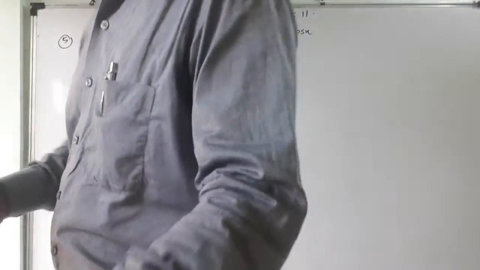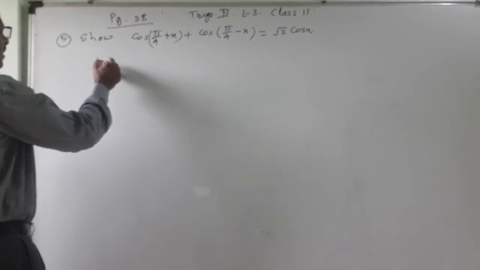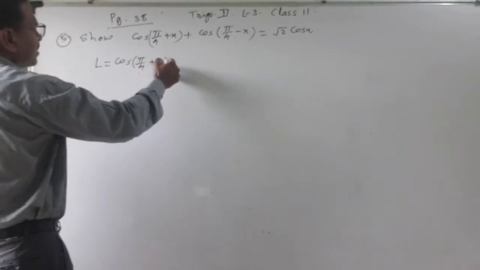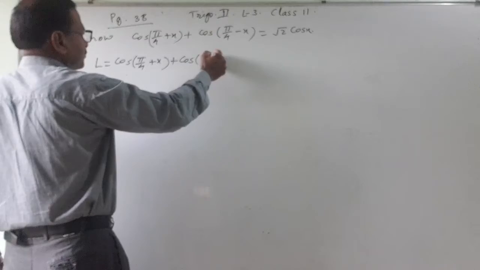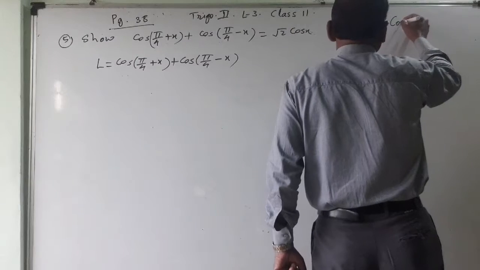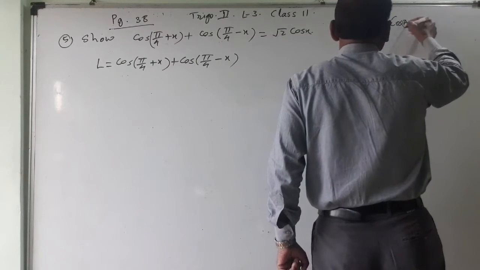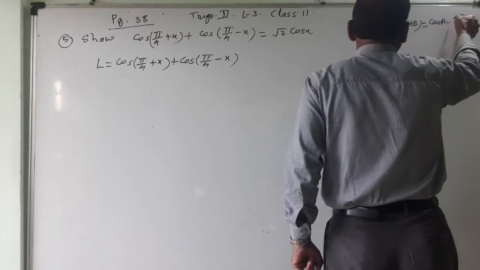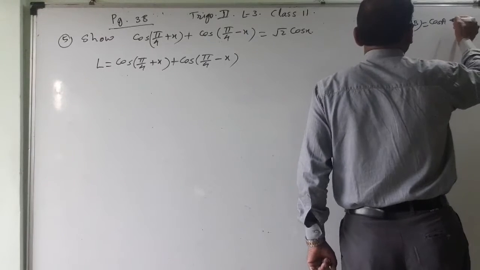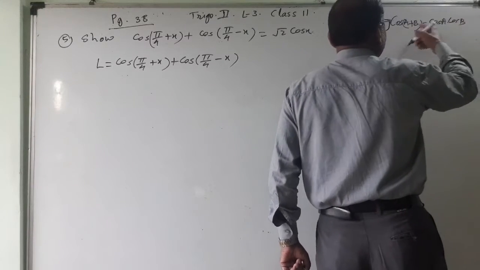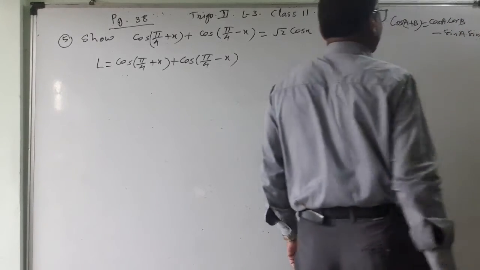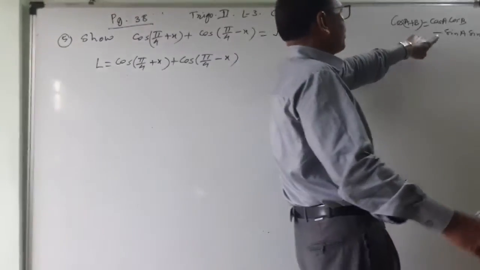These are two ways of solution. LHS equal to cos of pi by 4 plus x plus cos of pi by 4 minus x. Cos of a plus b formula I have to use. Cos of a plus b is equal to cos a into cos b. This is plus, so it will become minus sin a into sin b. This formula I have to use, and if it is minus, here it will become plus.